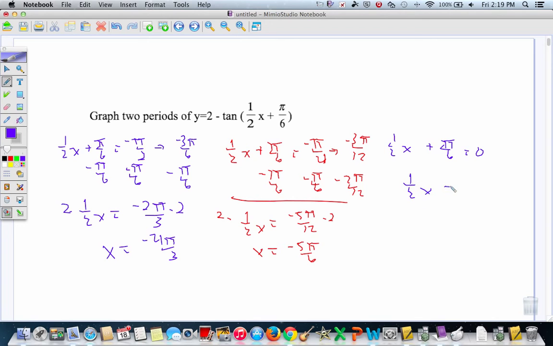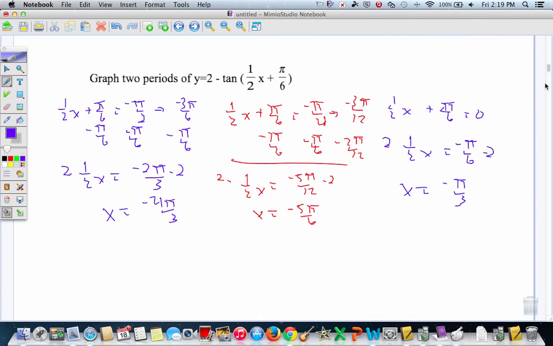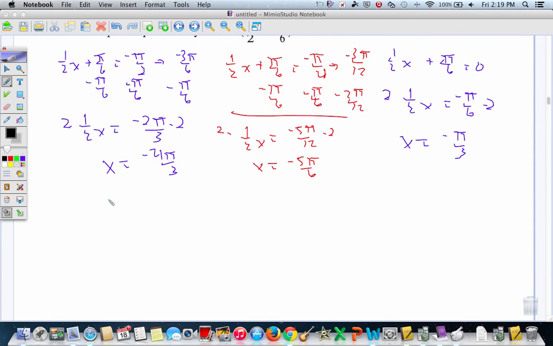And one more time here. 1/2 x plus pi over 6 equals 0. 1/2 x equals negative pi over 6, multiplied by 2, and x equals negative pi over 3. So let's take those points and find our incremental values. Common denominator is 6, so I have negative 8 pi over 6, negative 5 pi over 6, and negative 2 pi over 6.